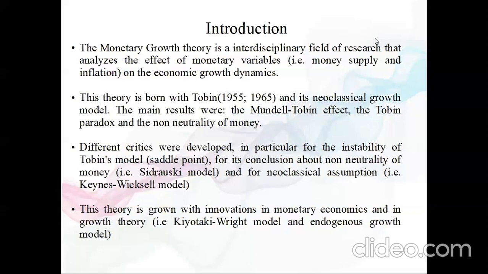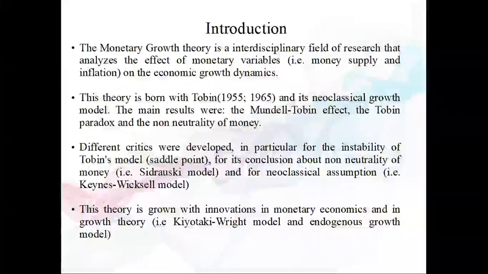The main results were the Mundell-Tobin effect, the Tobin paradox, and the non-neutrality of money. So the Mundell-Tobin effect is described as follows. A rise in the growth rate of money supply increases inflation. This means that it also raises the opportunity cost to hold money. So it raises the demand for financial activities, decreases the cost of capital, and so this is an incentive for accumulation of capital and economic growth.